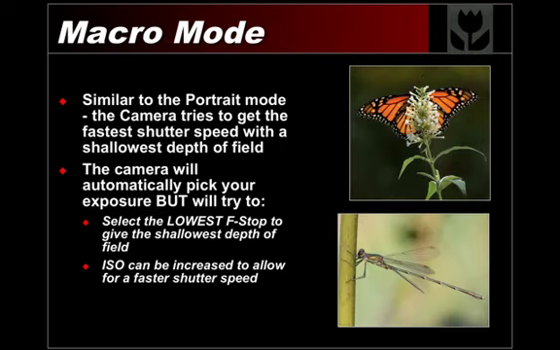Well, macro mode, with the picture of the little flowers as the icon, is similar to portrait mode, but the camera will now use a very fast shutter speed with a shallow depth of field. Once again, we can notice the background being blurred out beautifully, so that in this case the butterfly, the dragonfly, the flower stands right out. Once again, it does that with a low f-stop. It's wide open like that, and it's a very fast shutter speed.